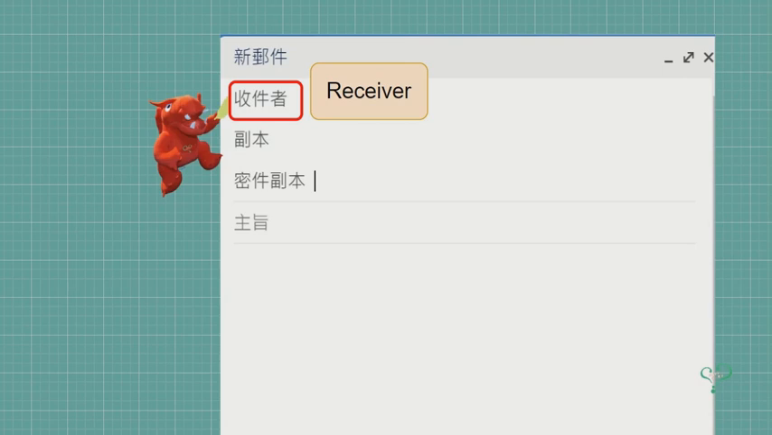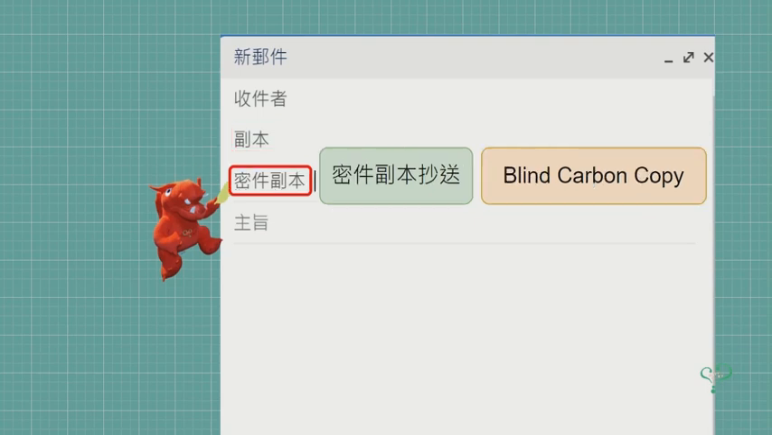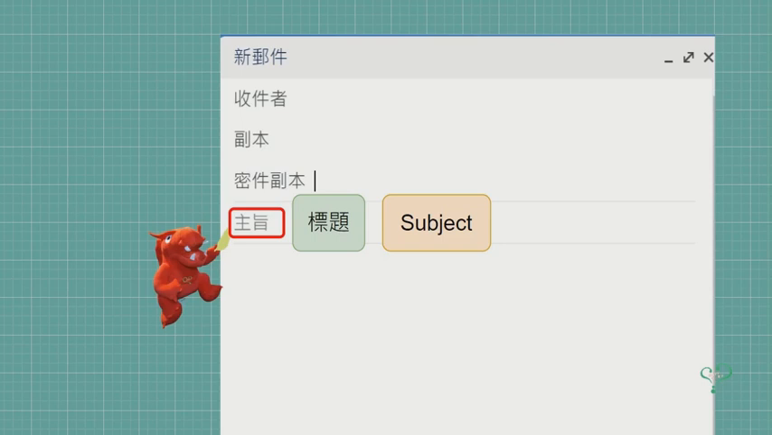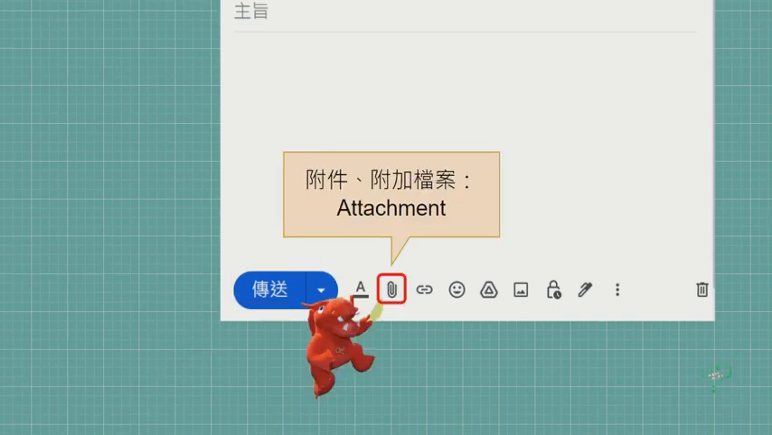收件者 receiver. 副本 or 副本抄送 carbon copy. 密件副本 or 密件副本抄送 blind carbon copy. 主旨 or 标题 subject. 传送 send. 附件附加档案 attachment.